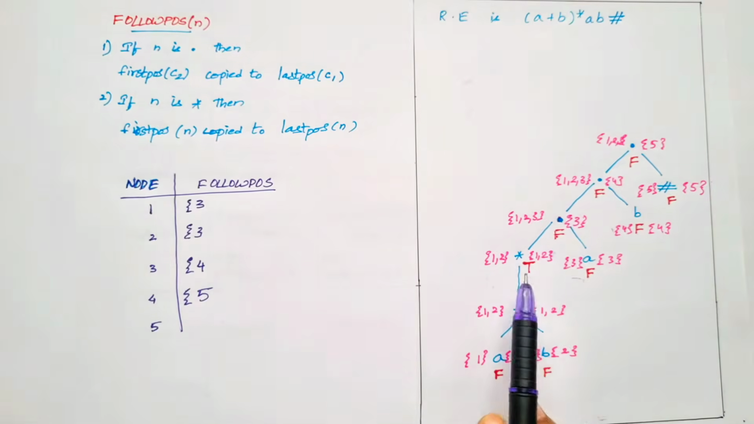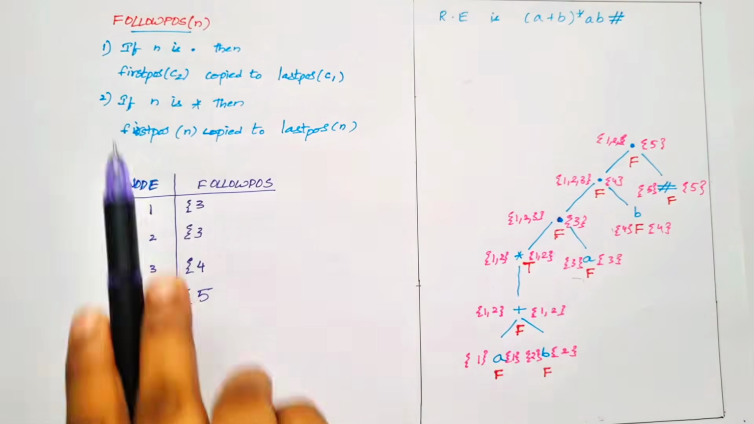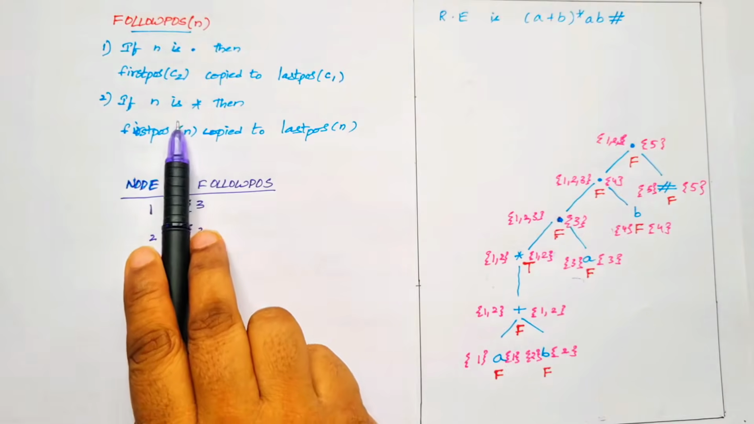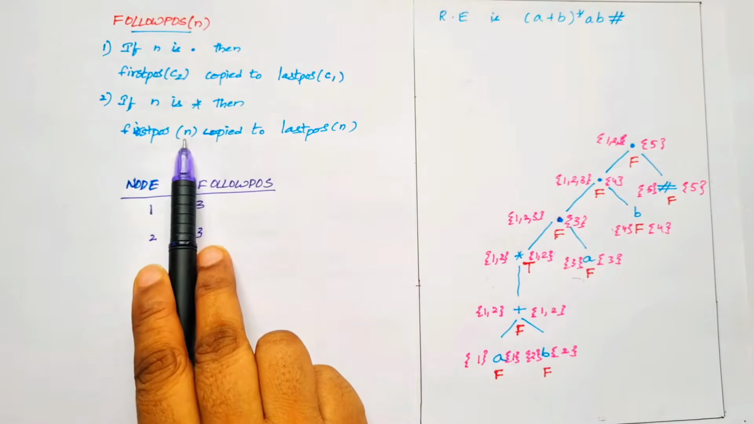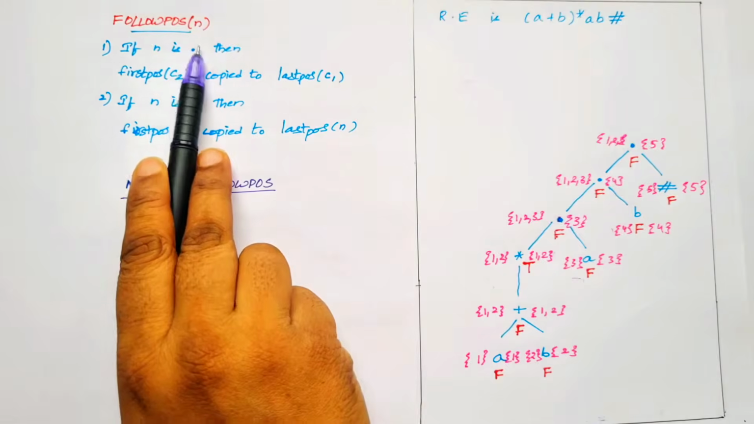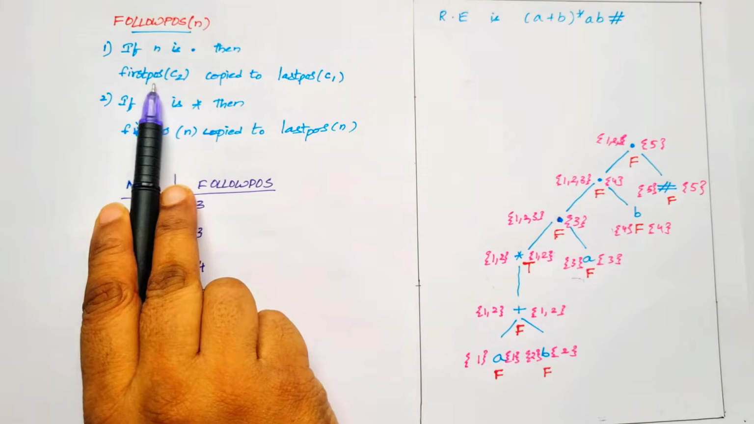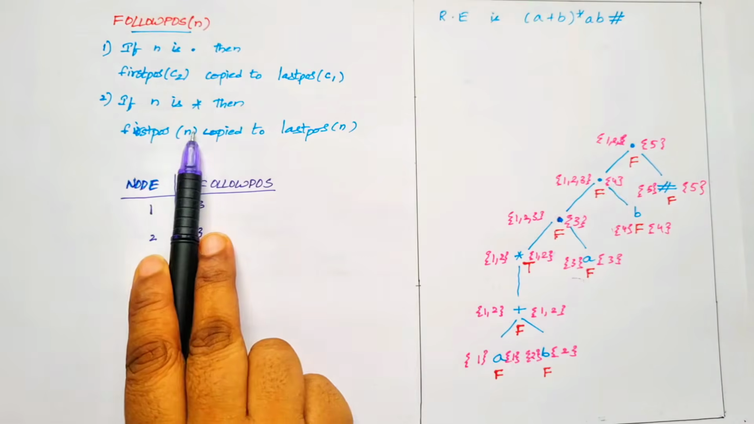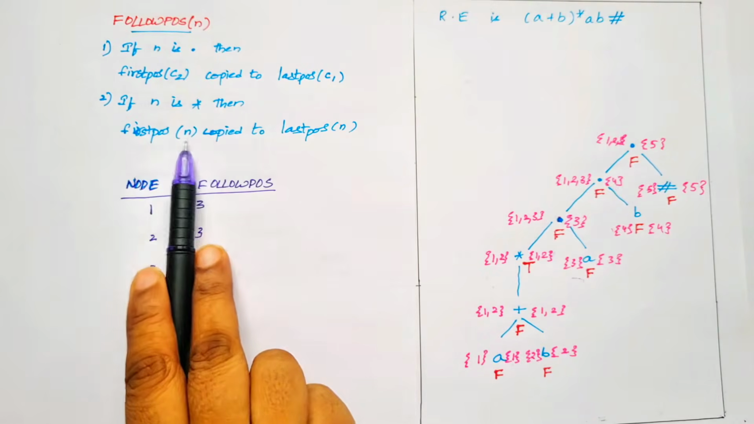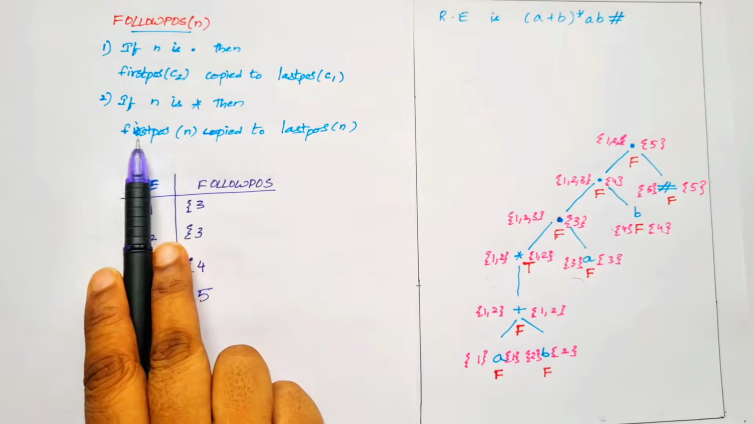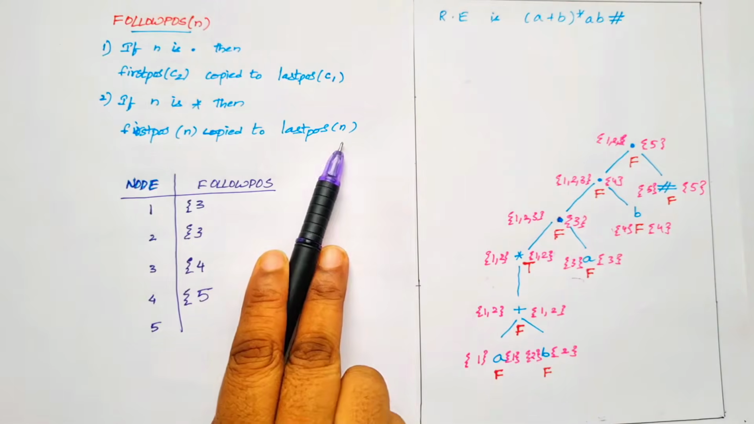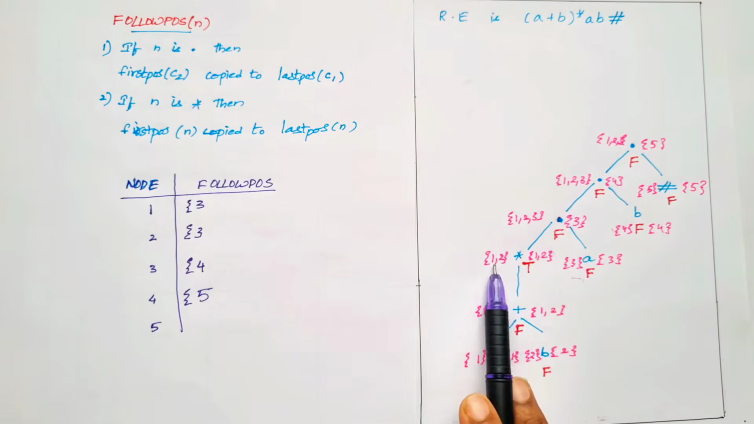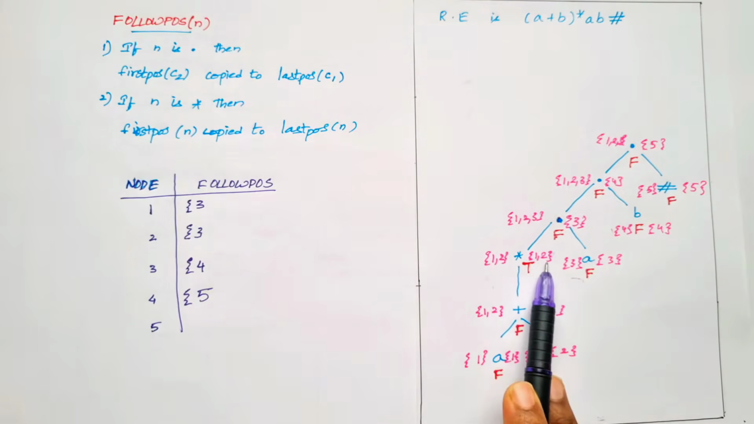Now let us see for the star node. Remember here, for the star node, you will consider first position of the node itself, star node itself, N. Coming to dot, we are seeing the children node. Coming to star, you will see the first position and last position of the star node itself. What we are doing, first position is copied to last position. For this star node, the first position is 1, 2.